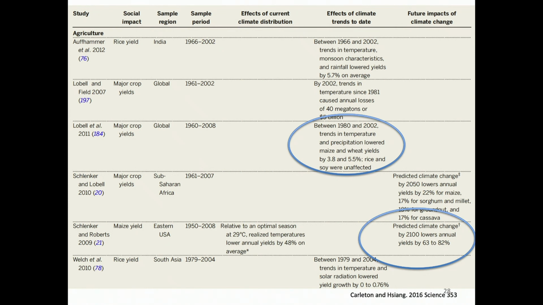Schlenker and Roberts showed that predicted climate change by 2100 lowers annual yields by 63% to 82%. That is a big problem, all right? That is tropical famine. And so the reason there's so much focus on agriculture, and the reason people take numbers like the lower ones so seriously, is that you can see the signals happening today. And you can also see that farmers aren't adapting to the changes so far, okay?